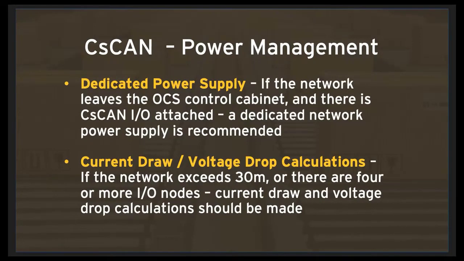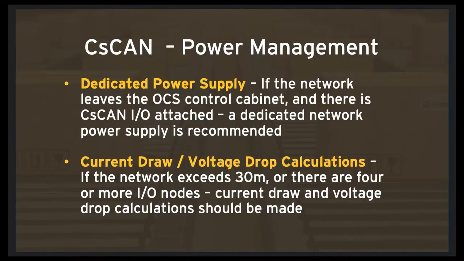Now, here's a couple rules of thumb. If your network leaves the OCS control cabinet, so it's expanding beyond the cabinet in which the OCS is installed, and you've got CsCAN I/O attached, we typically do recommend you have a dedicated power supply. Do you absolutely have to have it? No. Do we recommend that you have it? Yes. Especially as you add more and more I/O or more distance, there are certainly advantages to having a dedicated network power supply for sure.